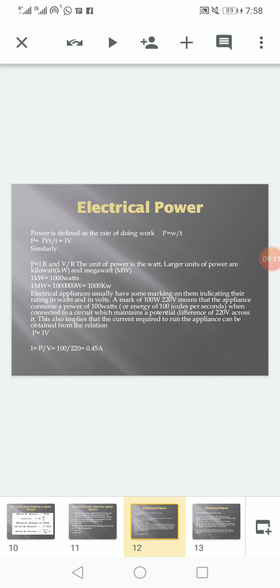Electrical appliances usually have some markings on them indicating their rating in watts and in volts. A mark of 100 watts and 220 volts means that the appliance consumes a power of 100 watts when connected to a circuit which maintains a potential difference of 220 volts across it. It implies that the current required to run the appliance can be obtained from the relation P equals IV. When you make I the subject, it becomes P over V, and it will give us 0.45 amps.